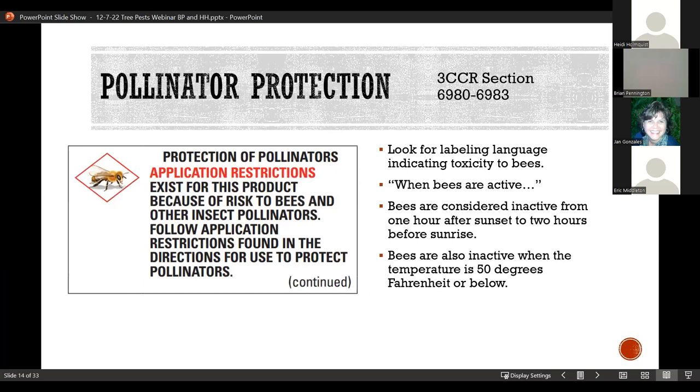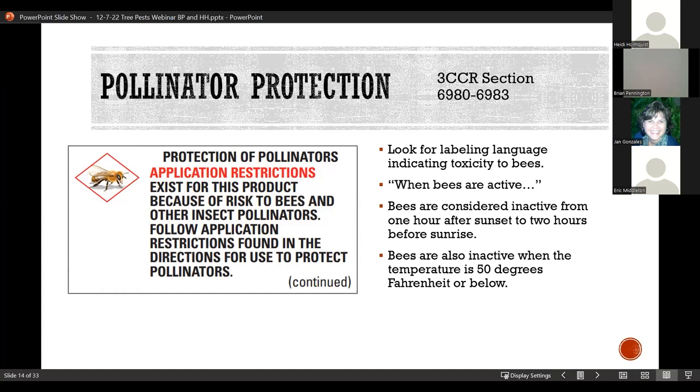Now, here's a big one for you guys working with trees, especially next spring. When you're going to apply a pesticide to a flowering plant, you should always review the label for a bee box like you see here. There may be limitations on use during times when bees are active. And well, you may ask, when are bees active? Is it when you can see the bees, when bees are actively visiting the flowers on the tree?